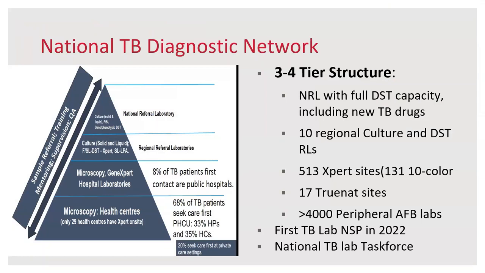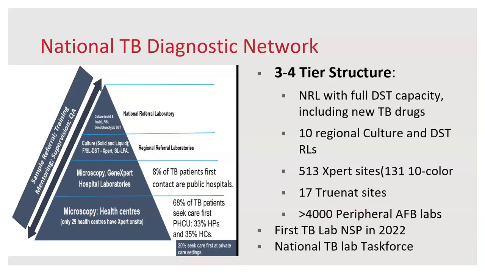The Ethiopian health system has three tiers, and similarly, the lab also has three. But in TB, considering how we provide support to the lower levels, we have a four-tier system, where the national and regional levels can be considered as one, and the lower two as the second and third.